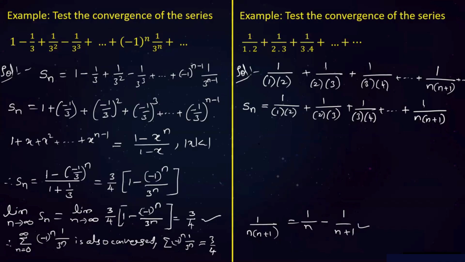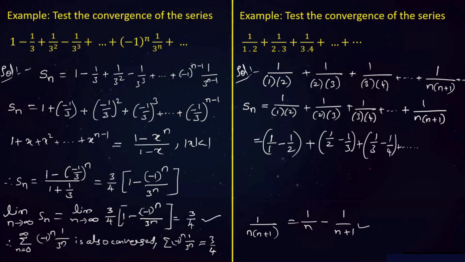So keeping this idea in mind, I'm just trying to rewrite all these terms. When it is 1 by 1 into 2, you can take n is equal to 1. Keeping this idea in mind, I can rewrite this product as 1 by 1 minus 1 by 2. Plus, similarly in the second term, when it is 1 by 2 into 3, you can take n is equal to 2, right? So we can write it as 1 by 2 minus 1 by 3. Then similarly in the third term, we can write it as 1 by 3 minus 1 by 4. And so on. If you just extend this, the last term can be written as 1 by n minus 1 by n plus 1. Right?